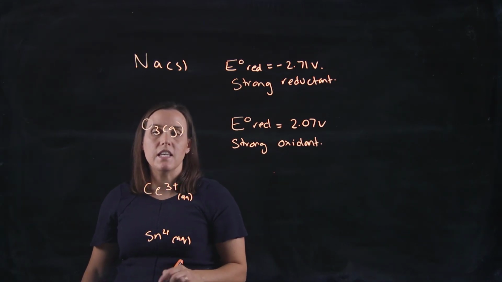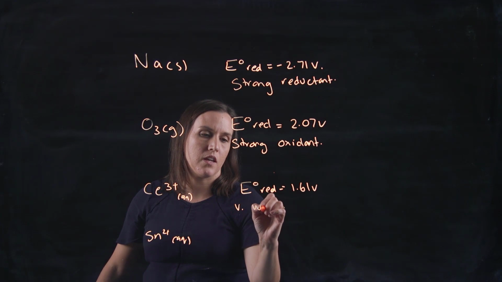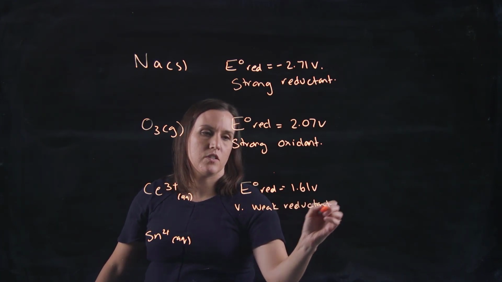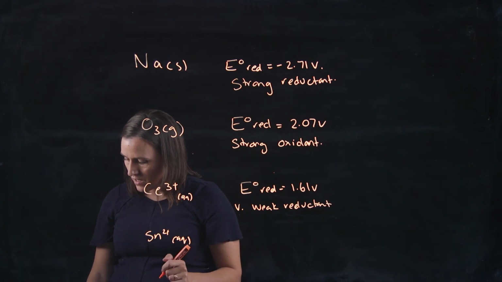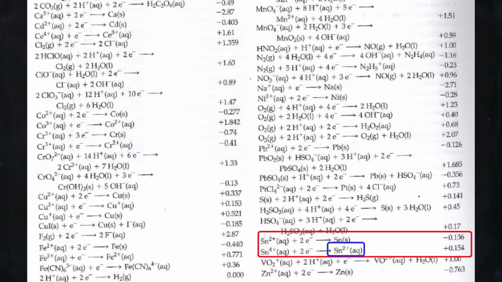Okay, now let's look at Ce3+. Ce3+ is a very weak reductant because it's on the right, and its E naught of the reduction equals 1.61 volts. So it's a very weak reductant. Now the last one is Sn2+. So this is a weak reductant.